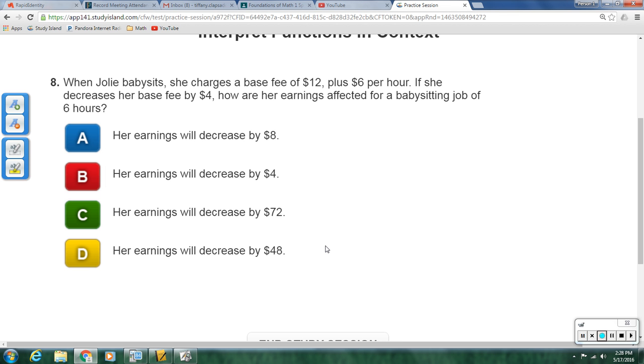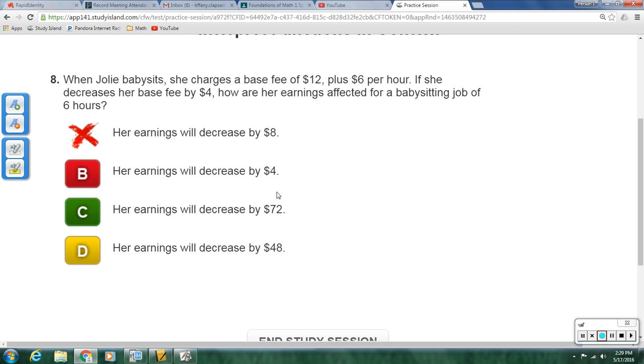What do you think? I thought you charged 4 for every hour. Her base fee. Read. Base fee. It doesn't say she's changing her per hour amount. Okay. So Luke says A. No. What's wrong here? I know this.